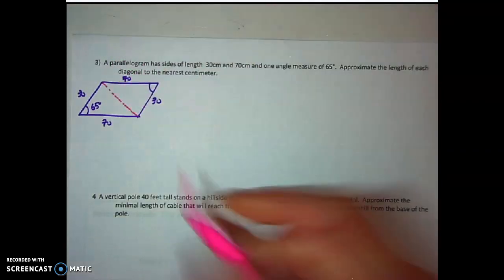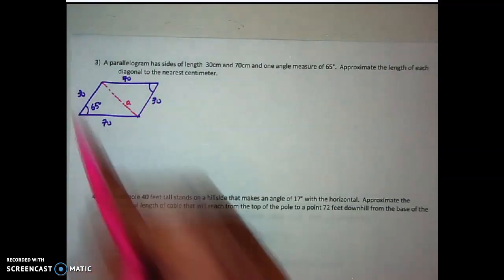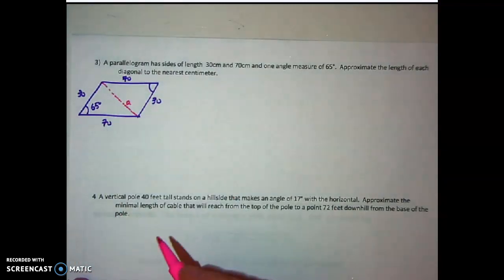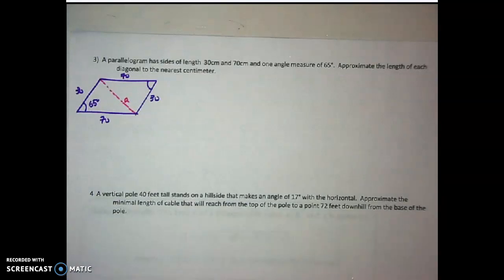So I'm going to draw that diagonal in there, and I'm going to label it A. And now if you notice, I have two sides and an angle between them, so I can go ahead and use the law of cosines to find length A. So please go ahead and pause the video and set that up.